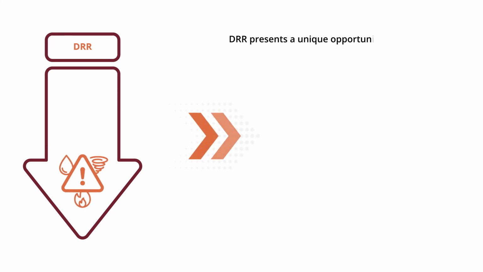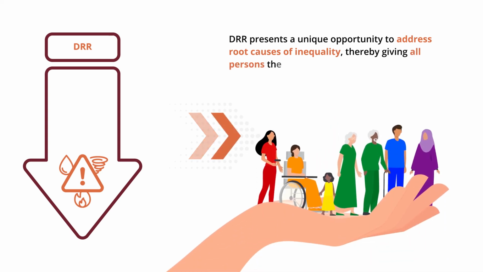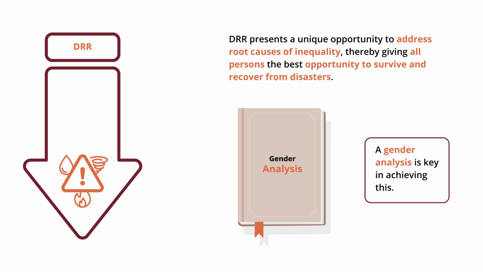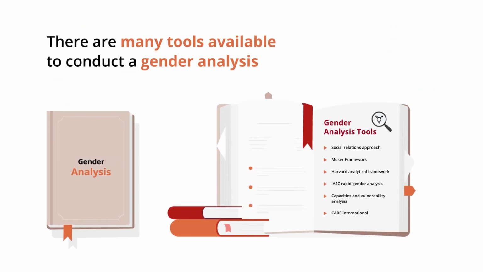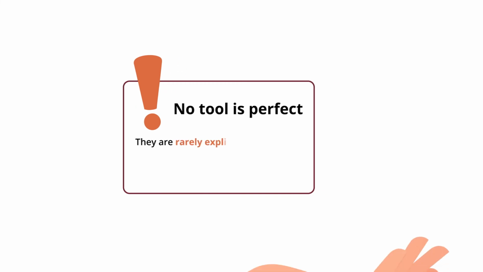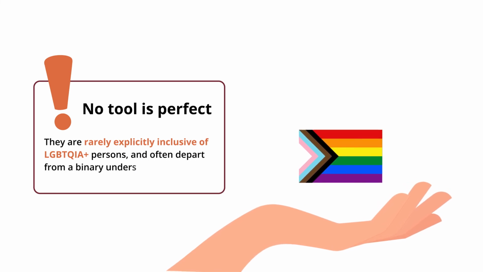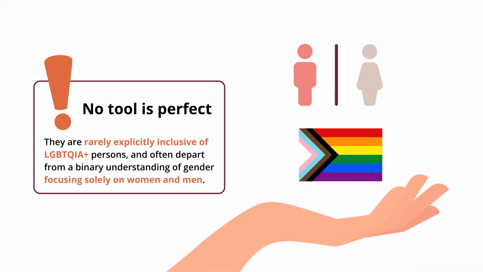DRR presents a unique opportunity to address root causes of inequality, thereby giving all persons the best opportunity to survive and recover from disasters. And a gender analysis is key in achieving this. There are many tools available to conduct a gender analysis. It is important to point out that no tool is perfect. For example, they are rarely explicitly inclusive of LGBTQIA+ persons and often depart from a binary understanding of gender, focusing solely on women and men.